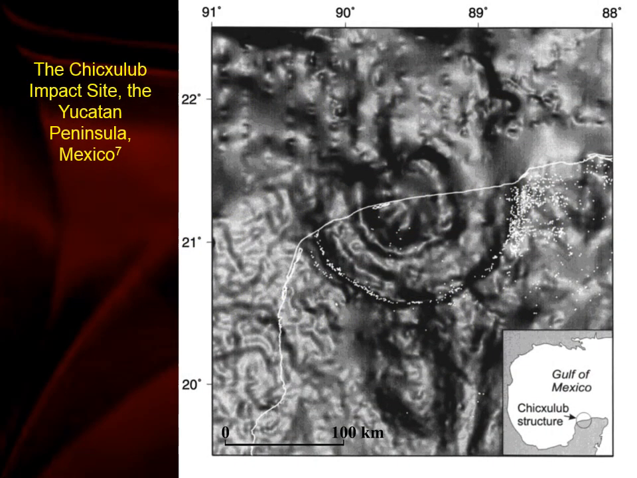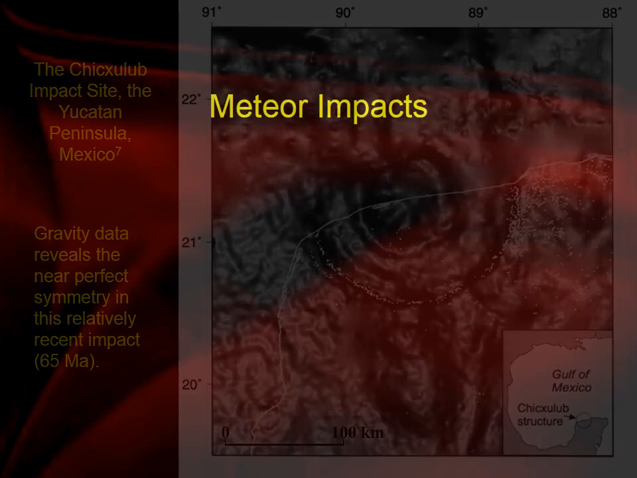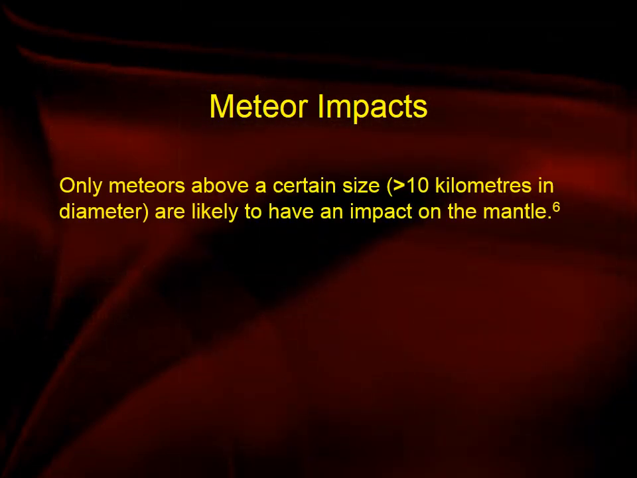The Chicxulub impact site on the Yucatan Peninsula of Mexico. Gravity data reveals the near-perfect symmetry in this relatively recent impact that is 65 million years ago. Only meteors above a certain size, let's say greater than 10 kilometers in diameter, are likely to have any permanent impact on the mantle of the Earth.